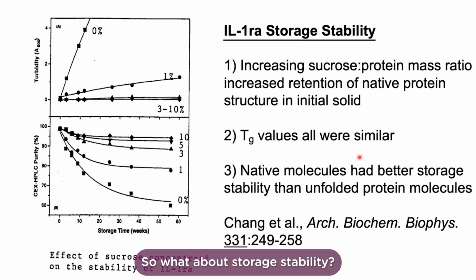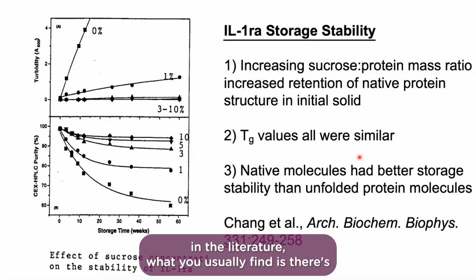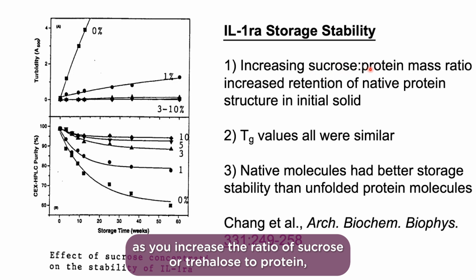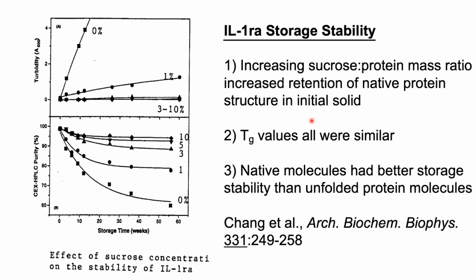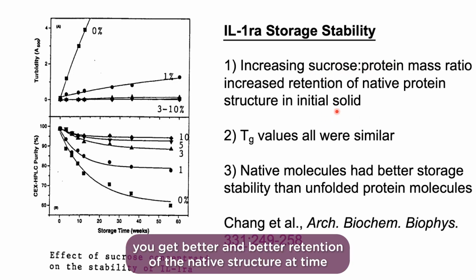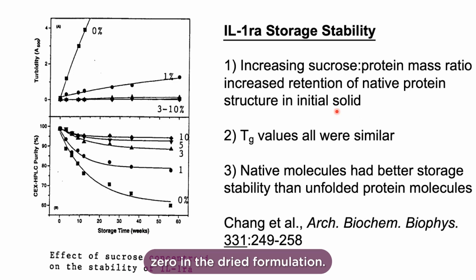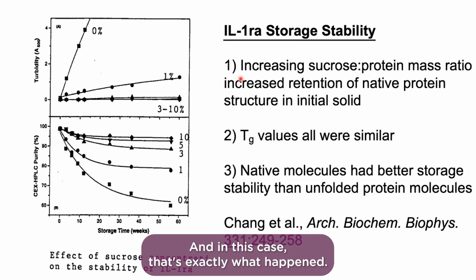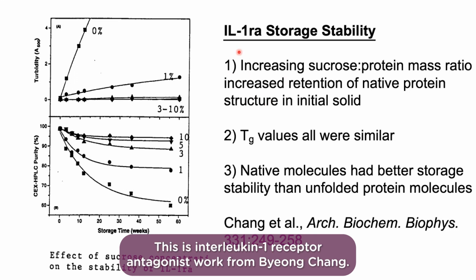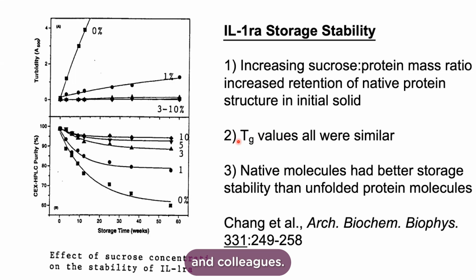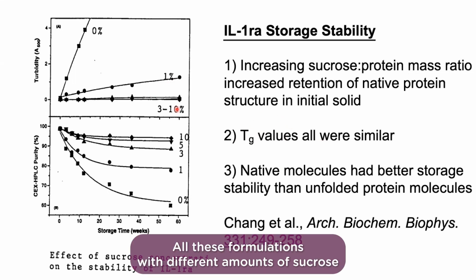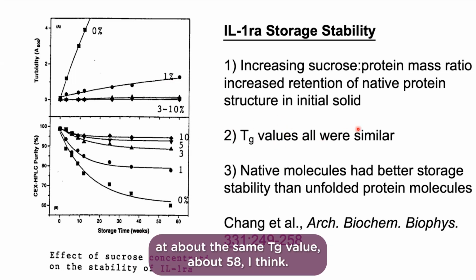So what about storage stability? As you look at numerous examples in the literature, what you usually find is as you increase the ratio of sucrose or trehalose to protein, you get better and better retention of the native structure at time zero in the dried formulation. And in this case, that's exactly what happened. This is interleukin 1 receptor antagonist work from Byung Chang and colleagues. All these formulations with different amounts of sucrose had about the same Tg value, about 58, I think.